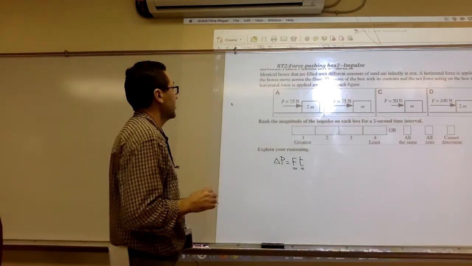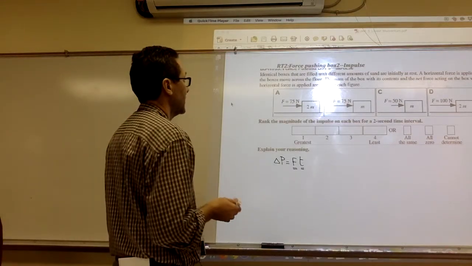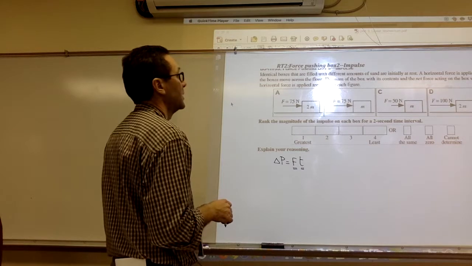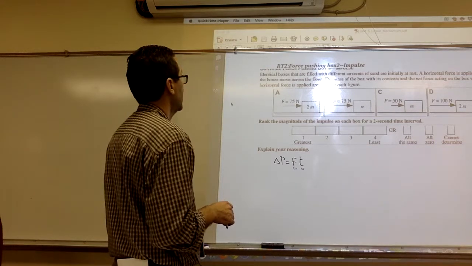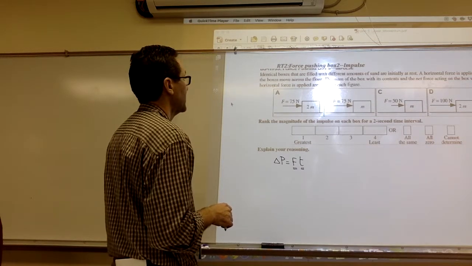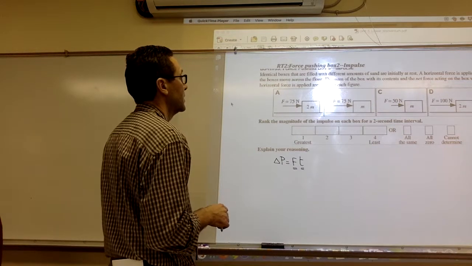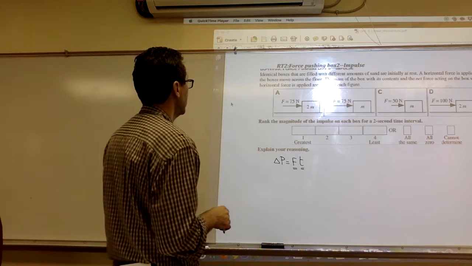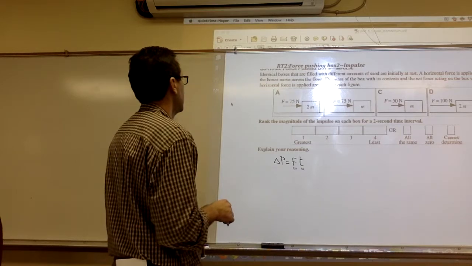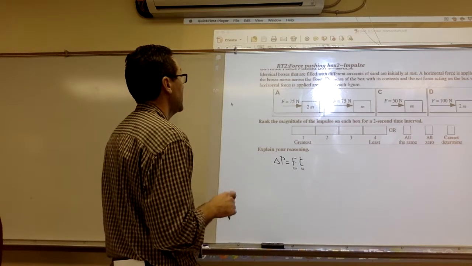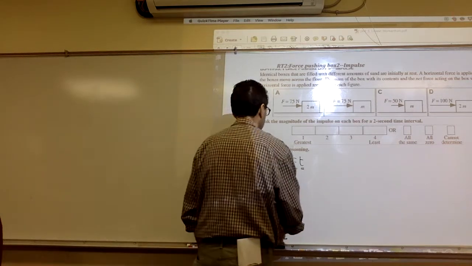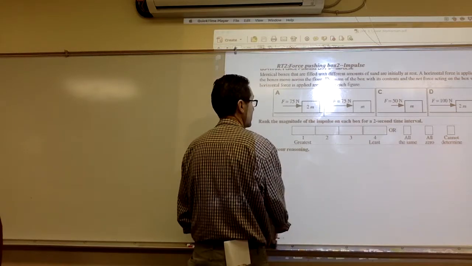Identical boxes that are filled with different amounts of sand are initially at rest. Same idea. A horizontal force is applied and the boxes move across the floor. The mass of the box with its content and the net force acting on the box while the horizontal force is applied are given. Rank the magnitude of the impulse. Well, I think this is easier than the other one.